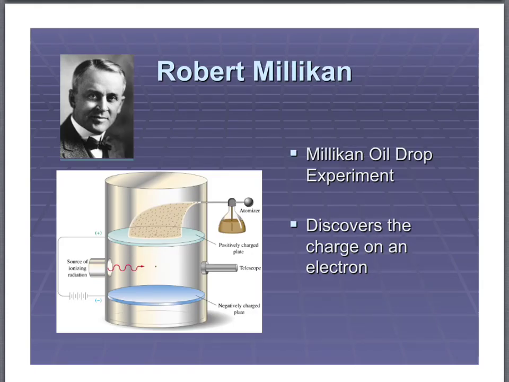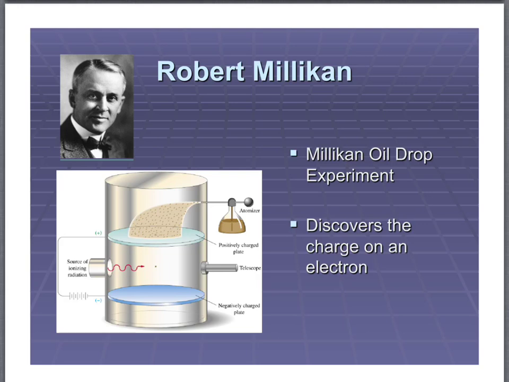Hi everyone, I'm back. In this video I'm going to talk to you about Robert Millikan, the American physicist who discovered the charge on an electron. And he did this in around 1909, just around the turn of the century. So this would have been a little over 100 years ago.